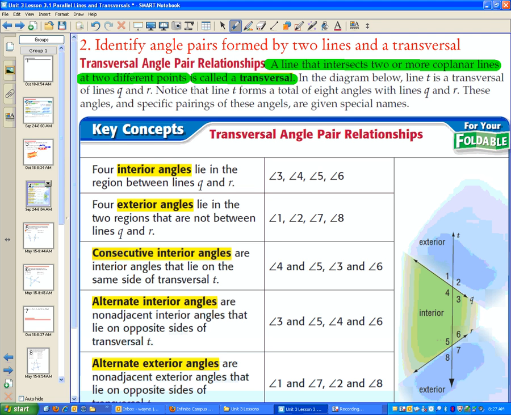Because you can draw any line that intersects 2 or more other lines as a transversal. So it's pretty common, isn't it? Okay? It's going to be common for a line to be a transversal.